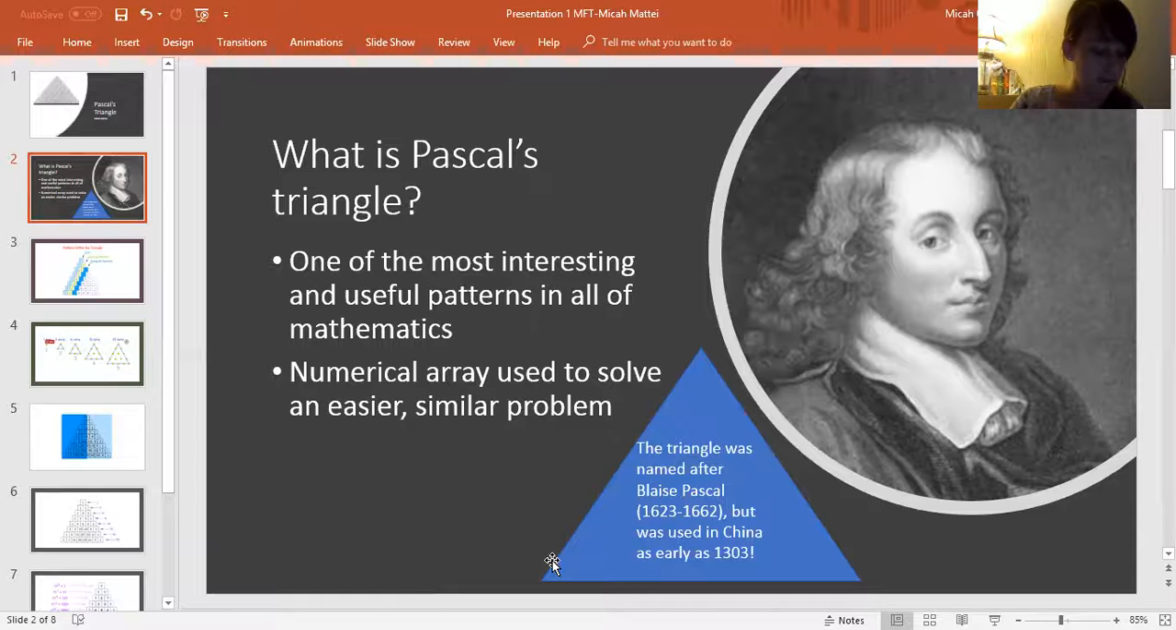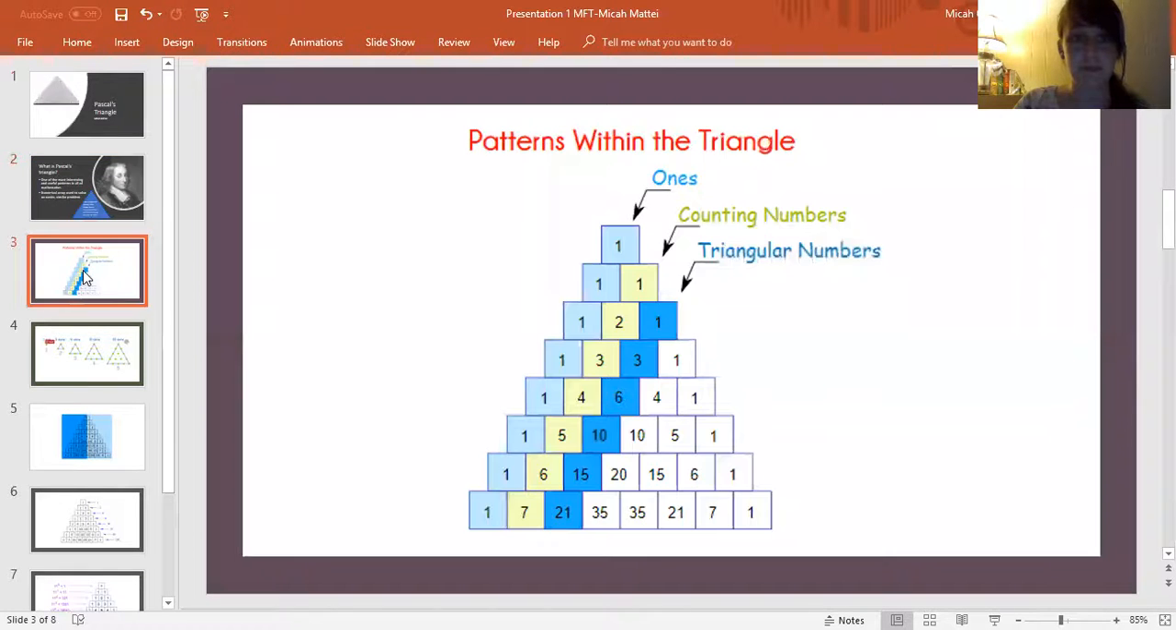So it was named after this man, Blaise Pascal, but it was used in China as early as 1303, which was way before he was born. So I don't know why it was named after him. So this is just an example that I found on mathisfun.com, which is probably Benzie's favorite website because she thinks math is fun. I do not.